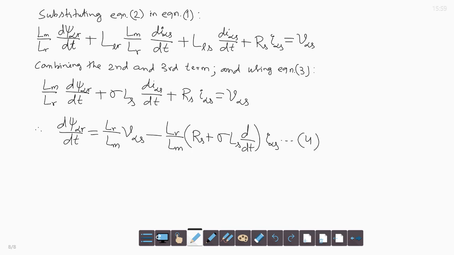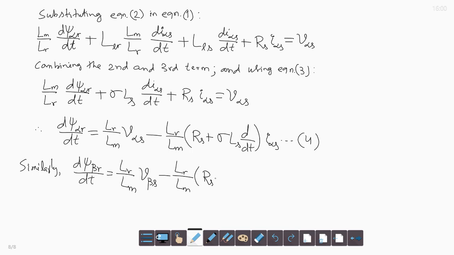As we have obtained for the alpha axis winding, for the beta axis winding, in the same way we can write d psi beta r by dt equals to Lr by Lm V beta s minus Lr by Lm whole into Rs plus sigma Ls into d by dt whole into I beta s. This is equation number 5.